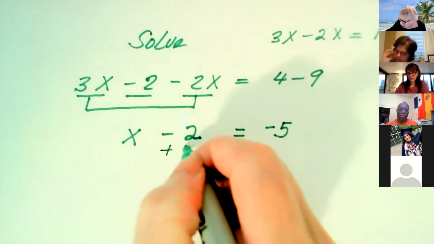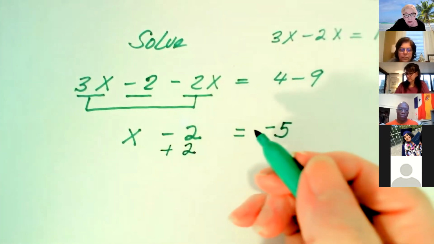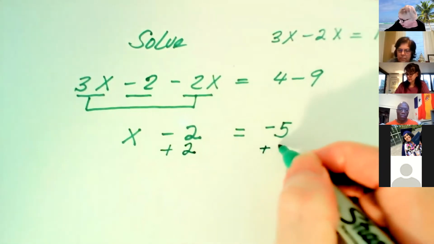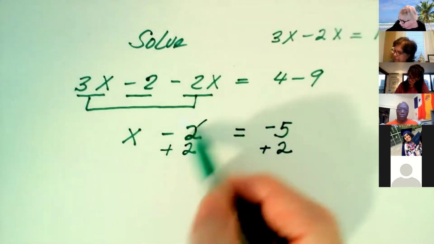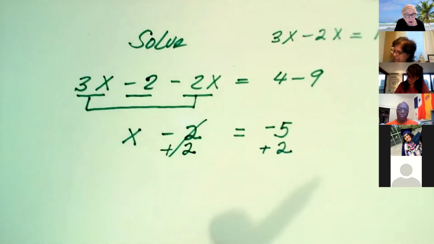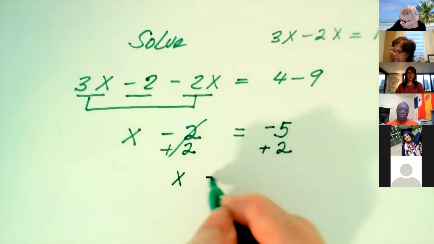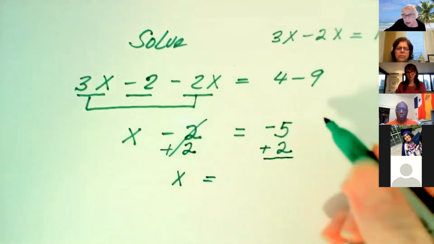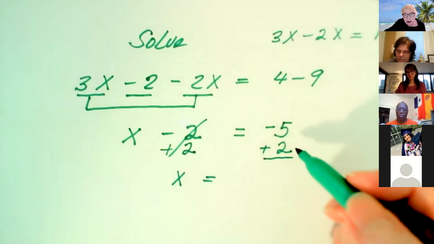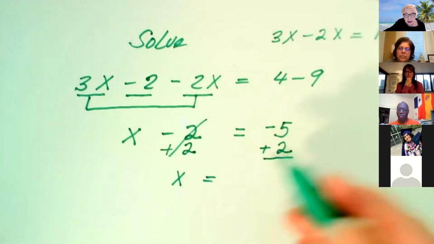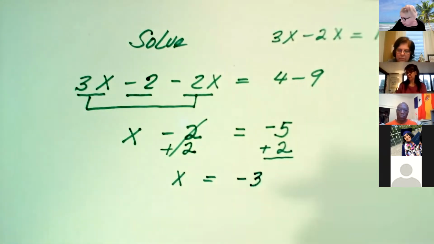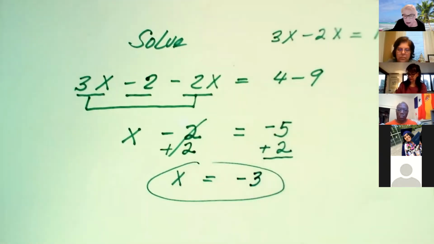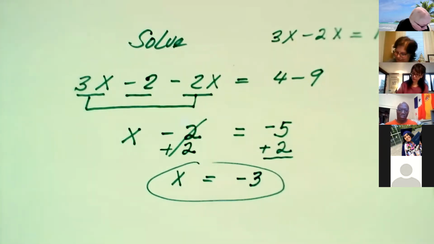So I would say the opposite would be add 2 on the left and add 2 on the right. And I'm literally putting that plus sign. So the minus 2 plus 2 is 0. And so this is x. And then this, I have to figure it out. Negative 5 plus 2, you're still on the negative side. That would be negative 3. Okay. And I'd say after all that, grab it and say, well, that's my answer.